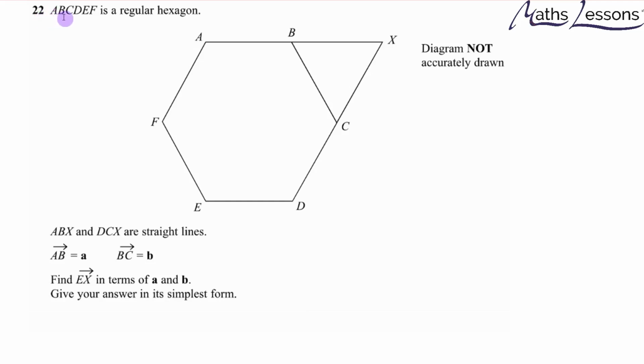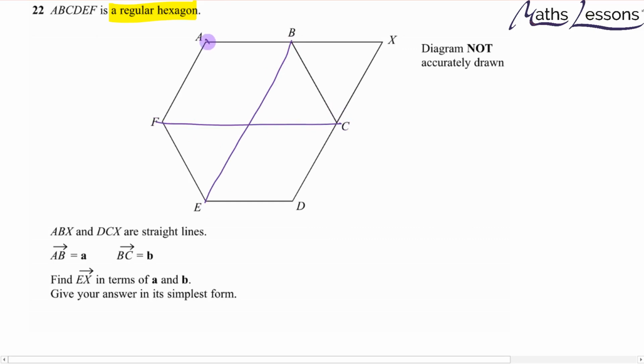We have ABCDEF is a regular hexagon, and this is quite a key thing to spot here, because when you've got a regular hexagon, that makes vectors questions a lot more straightforward. You can draw a regular hexagon, and you should realize these are all equilateral triangles, so they're all equal. Okay, so all these triangles are the same.